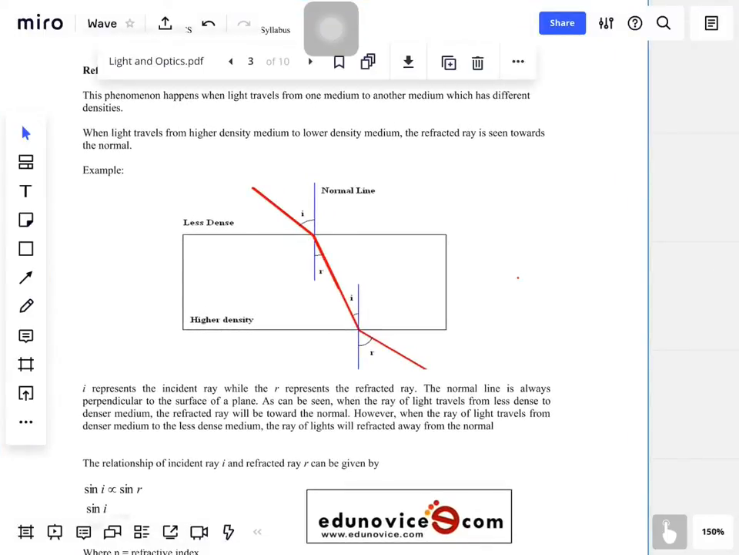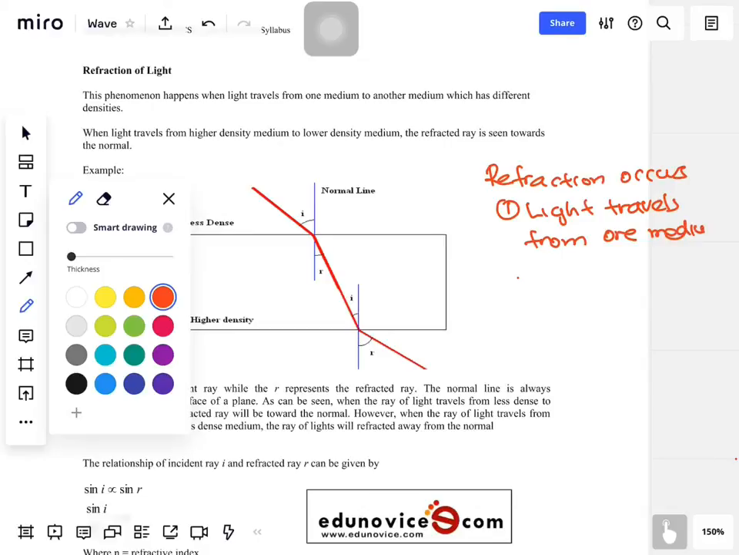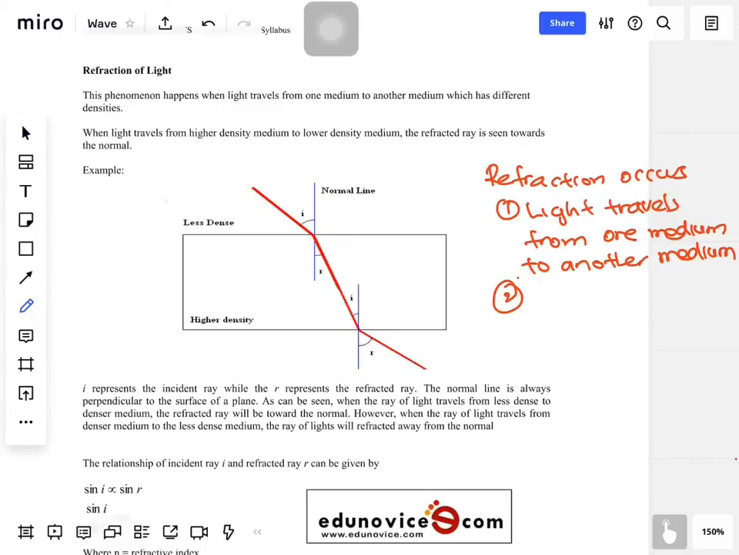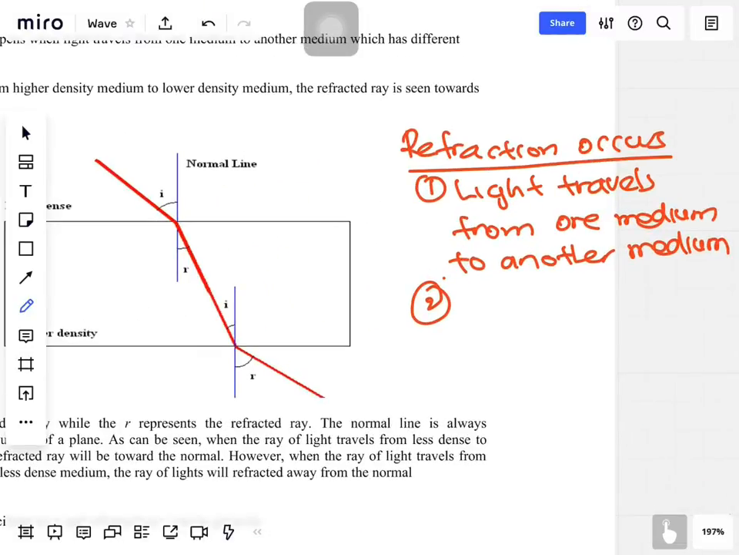As you see, refraction occurs in two conditions. Let me explain to you. Refraction occurs in two conditions. The first condition is when a light ray travels from one medium to another medium. The second condition is that refraction occurs when light goes from one medium to another medium.